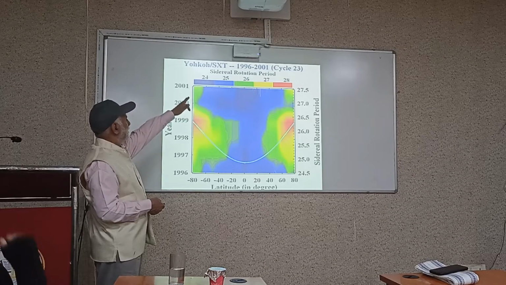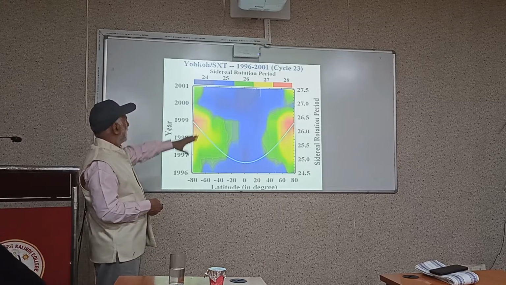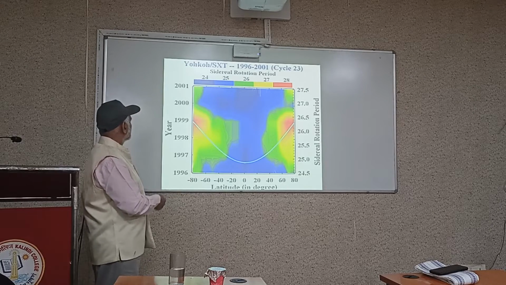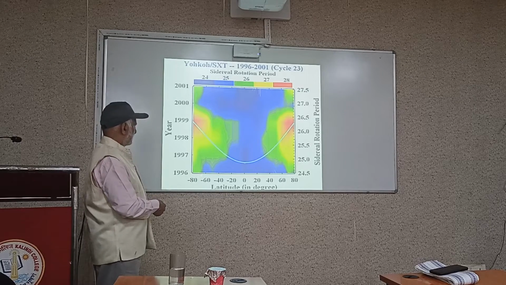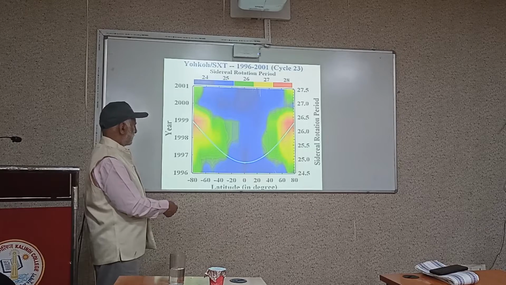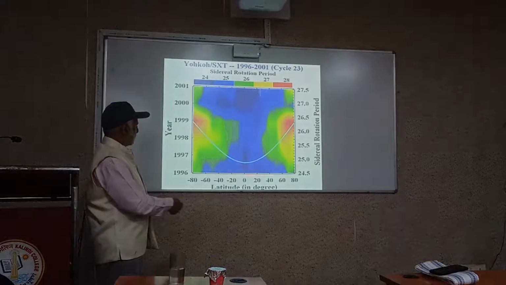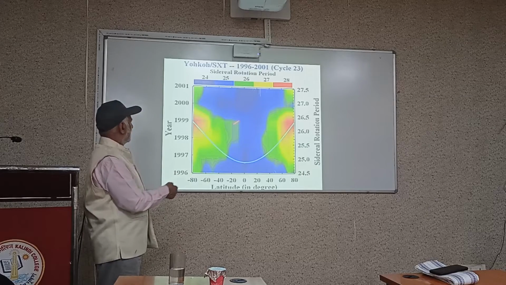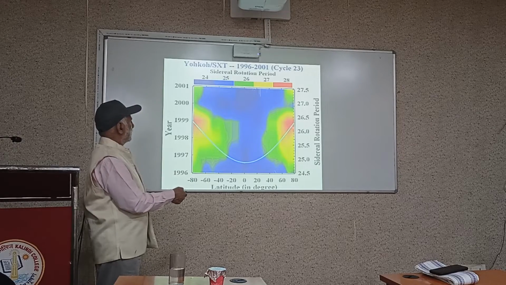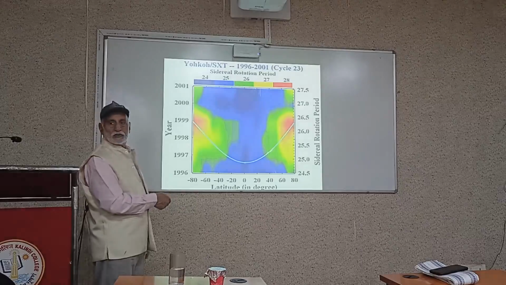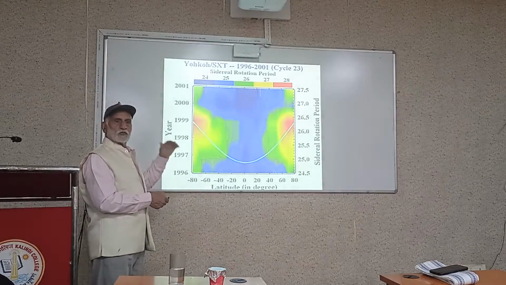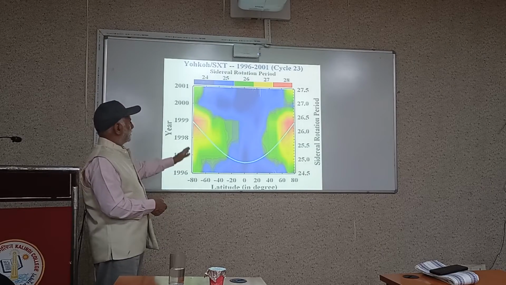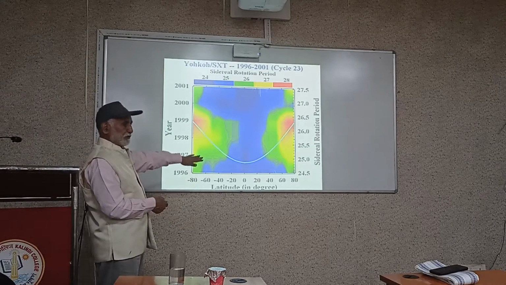Now if you change the year 96 to 2000 and plot the same way, here this is the time 96 to 2001, this is the latitude, 0 is the equator of the sun, north pole, south pole, and the color code is more or less the same. And you see now the average has become almost symmetric. So it was asymmetric. After 5 years, it has become symmetric.